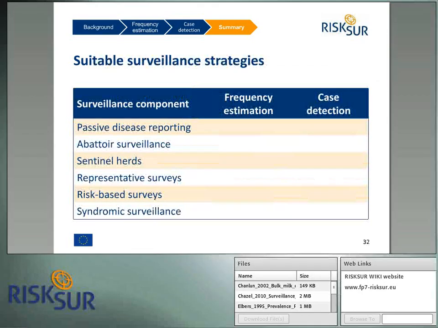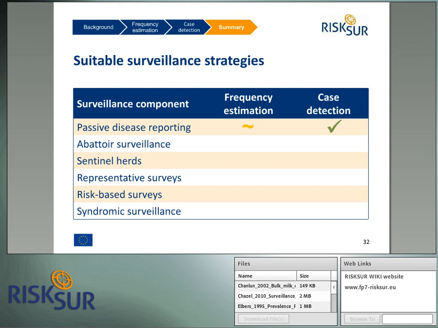In conclusion, here is a short checklist of optimal surveillance components according to the main objective of surveillance. Passive surveillance has a very high coverage, low cost, and is ongoing. Therefore, it is absolutely suitable for case detection. However, it might suffer from reporting bias, becoming less appropriate for frequency estimation.